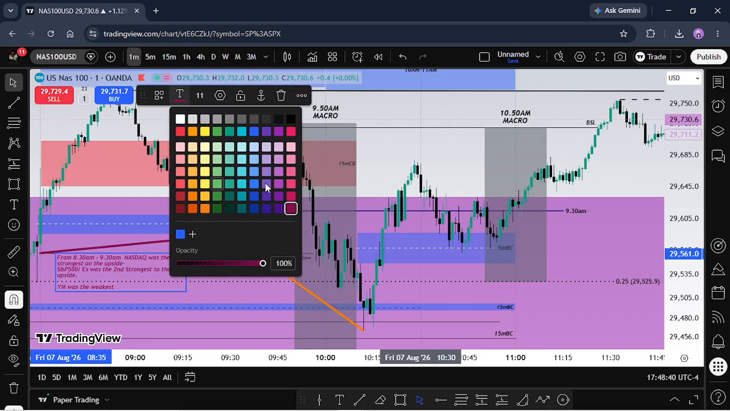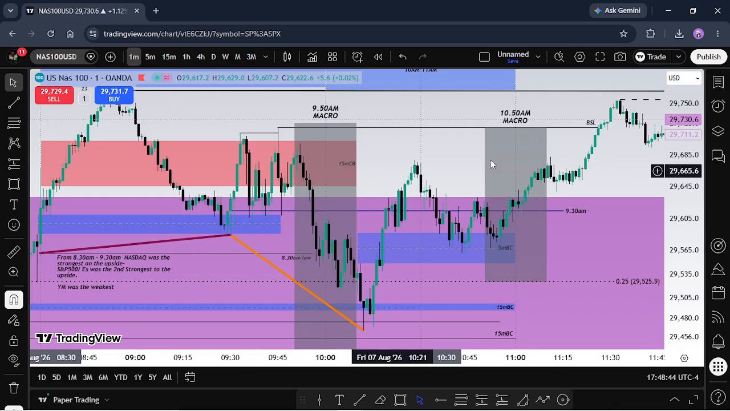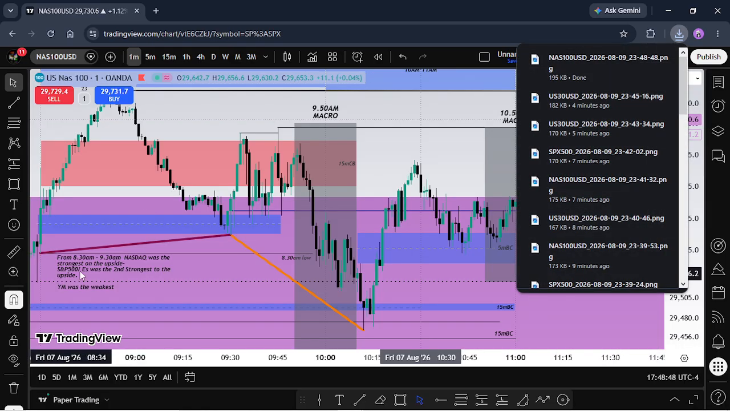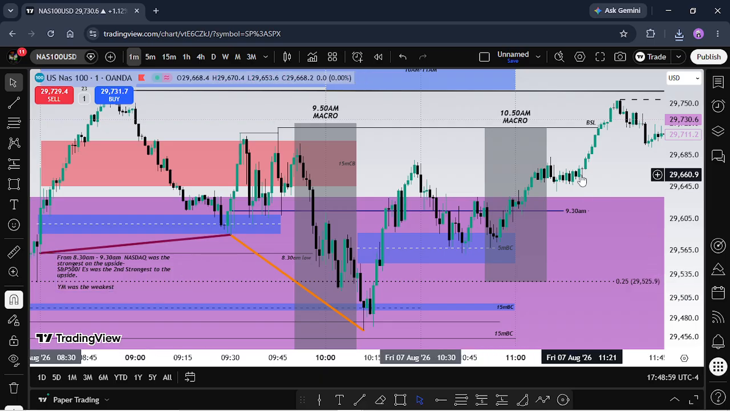Anyways, yeah. So I'll tell you how I got to this, right? So let's take the screenshot of this. So I said from 8:30 to 9:30 a.m., Nasdaq was the strongest on the upside. S&P 500 slash ES was the second strongest to the upside. YM was the weakest.